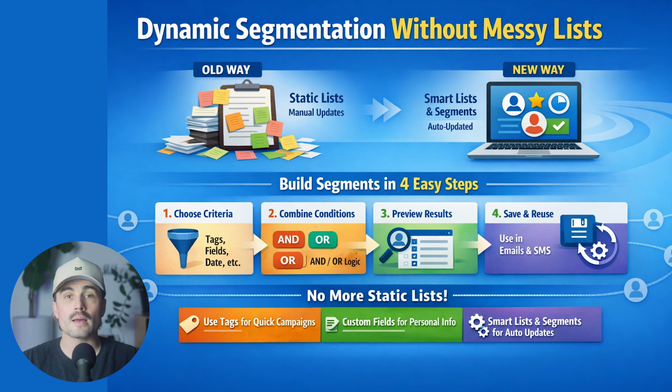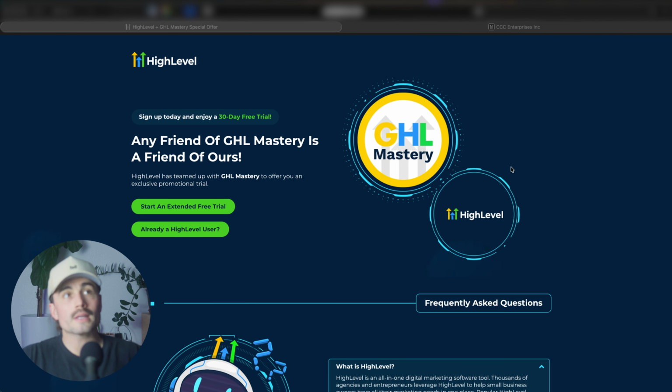Building a segment step by step. Choose your criteria. Decide what you want to filter by: tags, custom fields, date of last purchase, geographic location, etc. Then combine conditions. You can use and/or logic to refine. For example, tag is customer and custom field interest level is high, or last purchase date is within the last 30 days. Then preview your results. GoHighLevel shows who matches instantly. Adjust conditions until the segment looks right. Save and reuse. Once it's saved, you can use this segment in email broadcasts or SMS campaigns. It updates automatically.